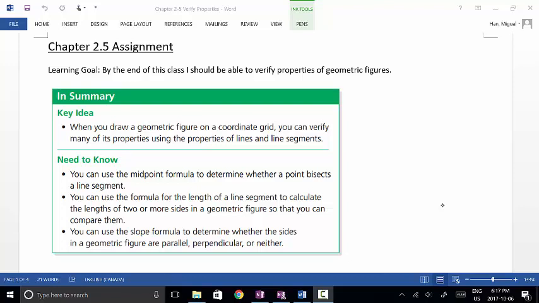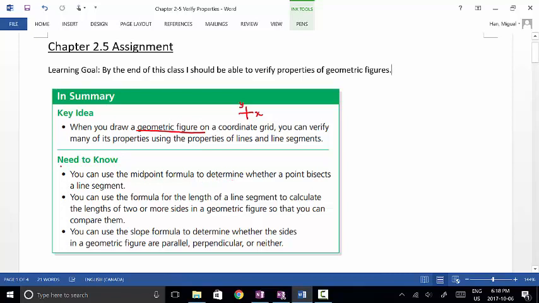Okay, so this is chapter 2.5, and by the end of this class I should be able to verify properties of geometric figures. So when you draw geometric figures on a coordinate grid, like on an x-y axis, you can verify many of its properties using properties of line segments and line segments.